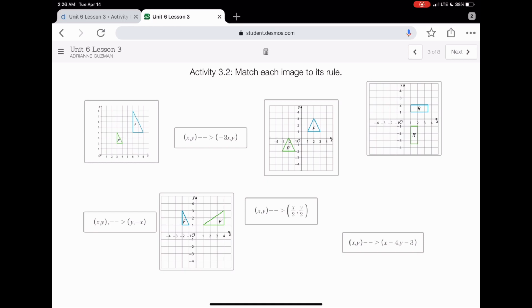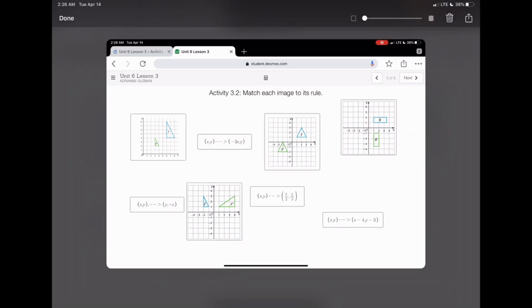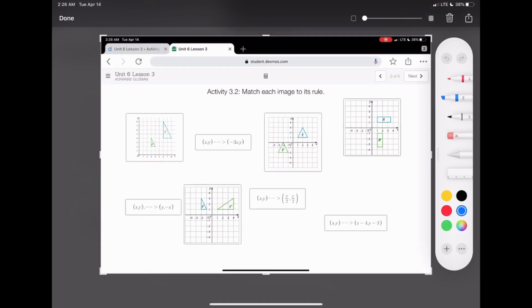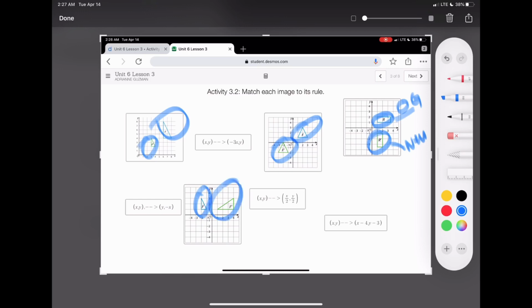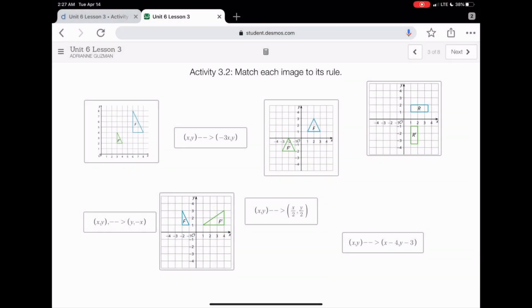And one more thing I want to point out before we move on. I want you to notice here the R and R prime, right? This is the original, this is the OG, and this is the new image, okay? Because of the prime. Original, new. Okay, keep that in mind as you're doing this, and go ahead and complete this activity.